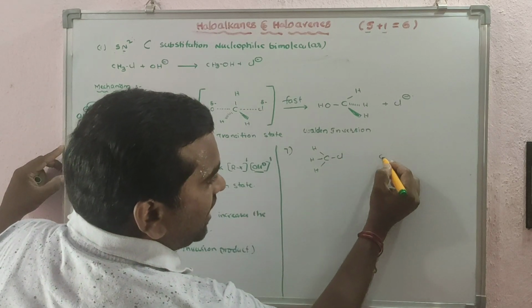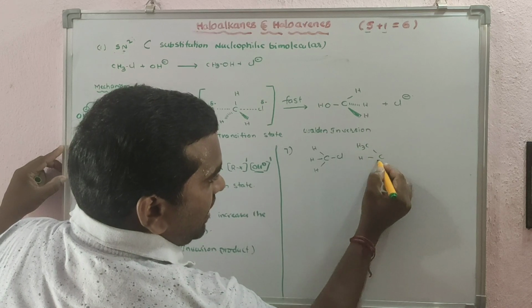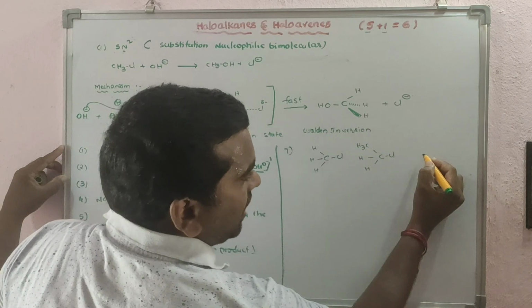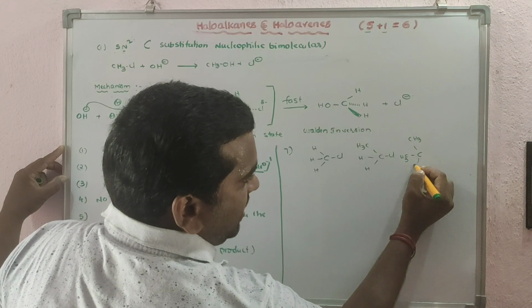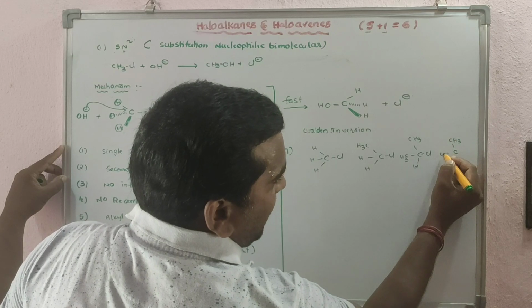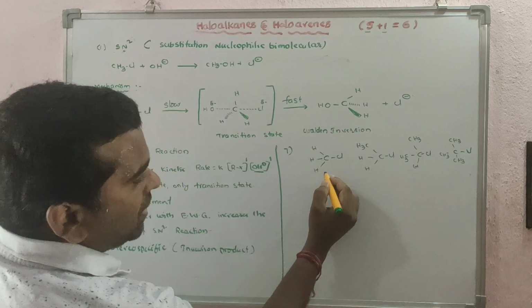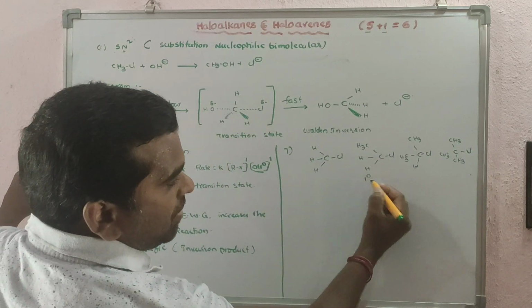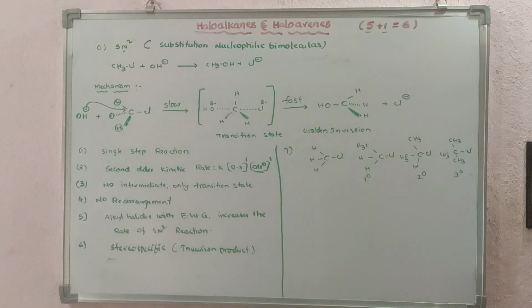Second one, I will take ethyl chloride, CH3, H, H, and Cl. And the next one is CH3, CH3, H and Cl. The last one is a tertiary alkyl halide. The first one is simple methyl chloride. It is a primary alkyl halide. It is a secondary alkyl halide. It is a tertiary alkyl halide.